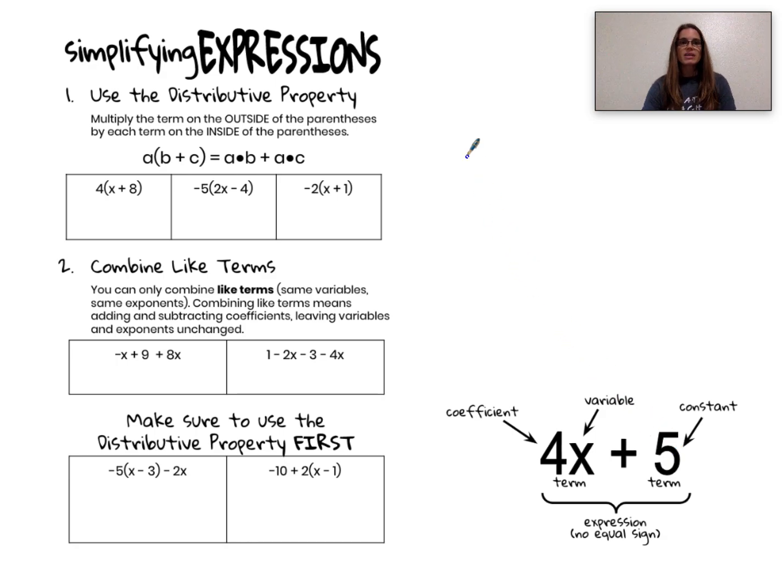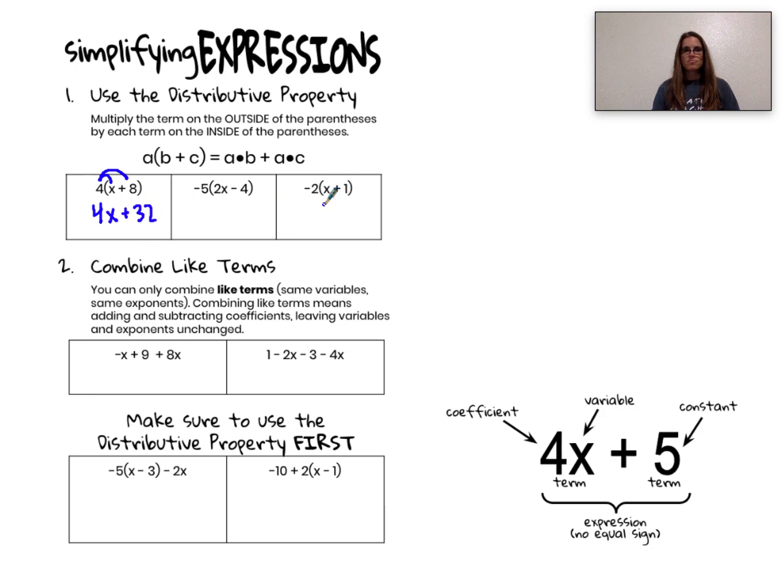Now, when we're simplifying expressions, the first thing that we need to do is use the distributive property. This means that we multiply the term on the outside of the parentheses by each term on the inside. First example, all positive numbers. This is the easiest example. First, we multiply 4 times x, and then we multiply 4 times 8. 4 times x is just written as 4x, and then 4 times 8 is 32. So we have 4x plus 32.